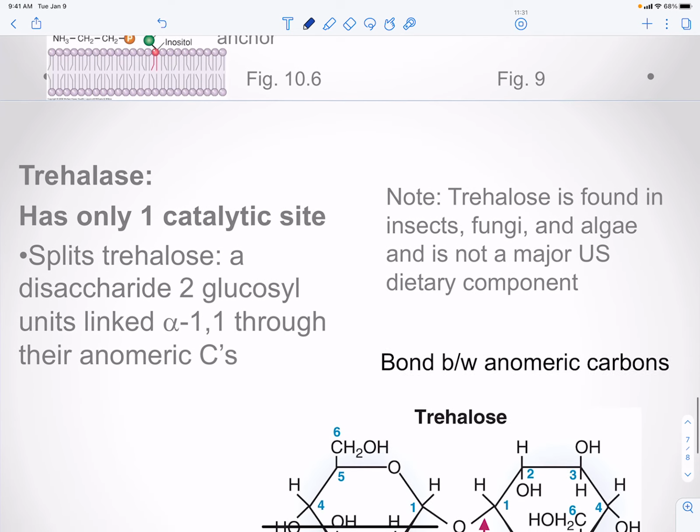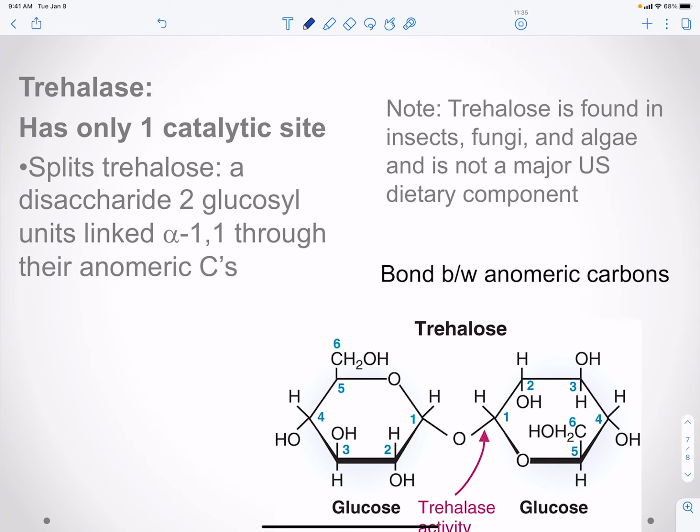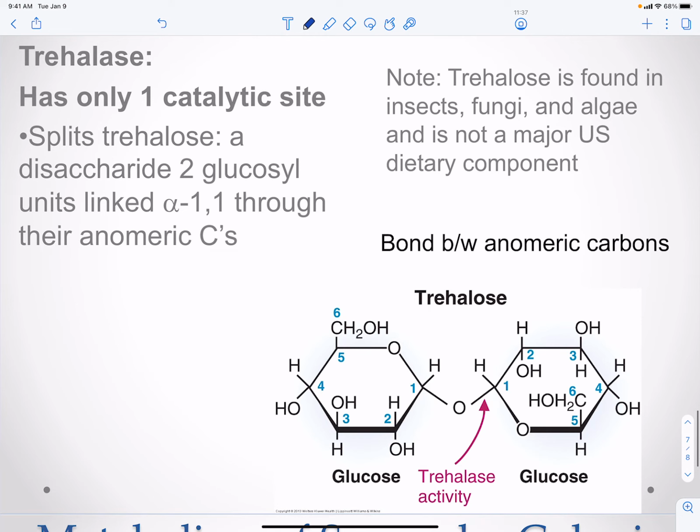And then finally, we have trehalase. This is only going to have one catalytic site, and it's going to target the alpha, the anomeric carbons, the alpha 1,1 bond. And so this is not an important enzyme in the United States because trehalose is only found in insects, fungi, and algae, and this is not a huge dietary component of us. But it is still an enzyme that humans do have.